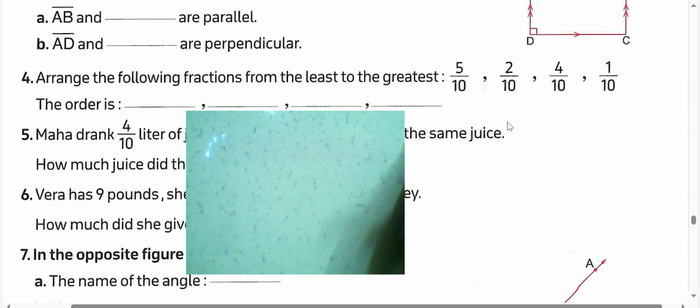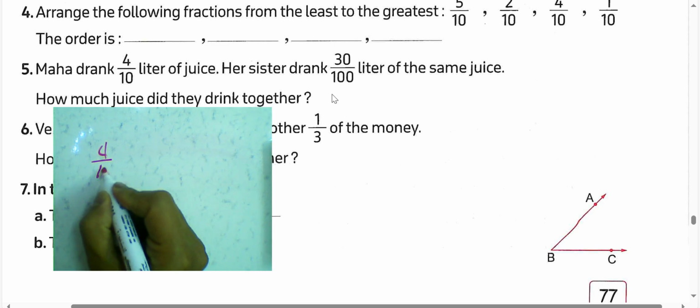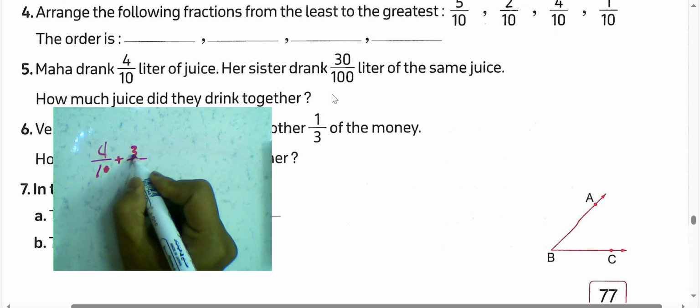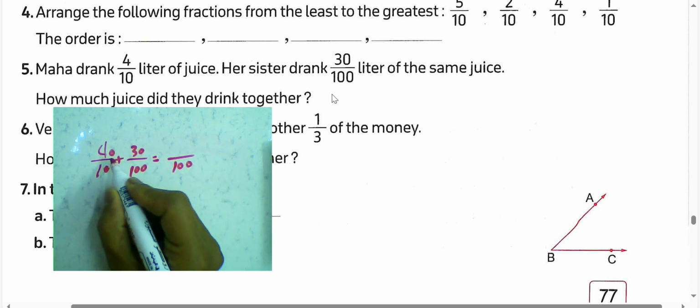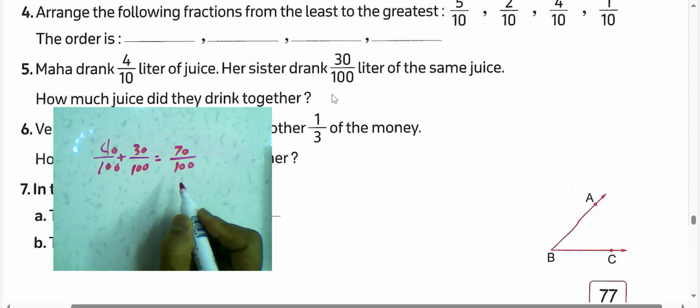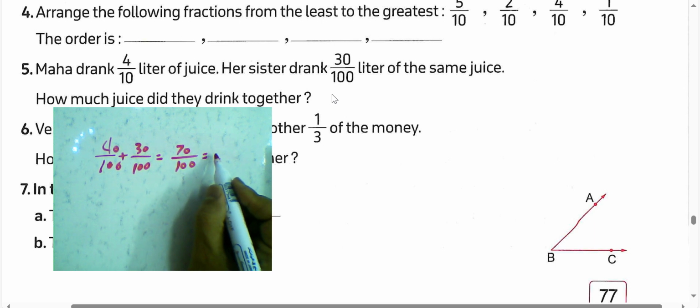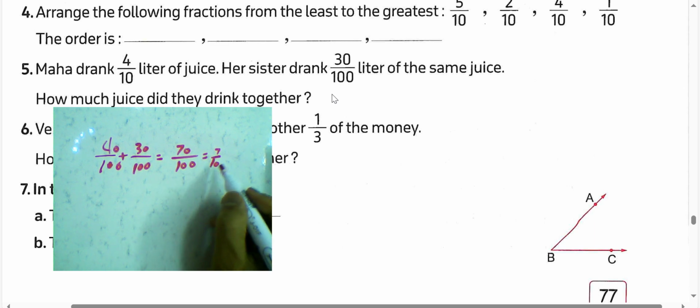May drank 4 over 10 liter of juice. Her sister drank 30 over 100 liter of the same juice. How much juice did they drink together? We add 4 over 10 and 30 over 100. Write 100 here, and 40 plus 30 equals 70. Then the result will be 70 over 100. You can simplify by dividing numerator and denominator by 10. It will be 7 over 10 liter.